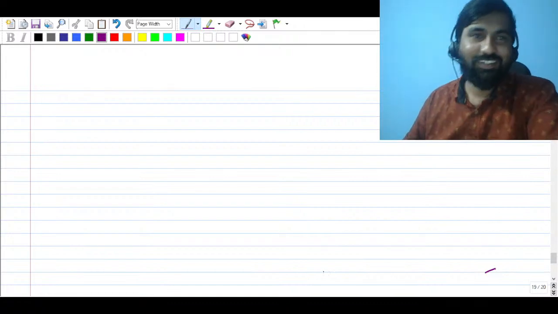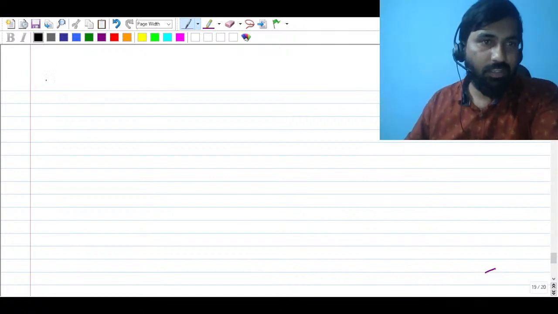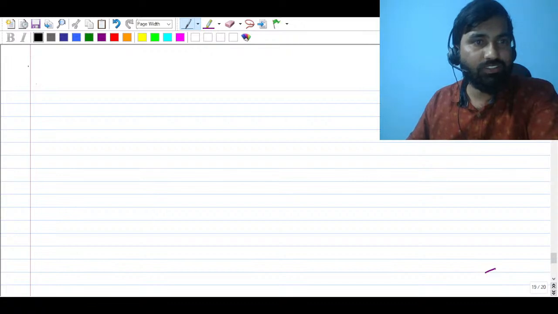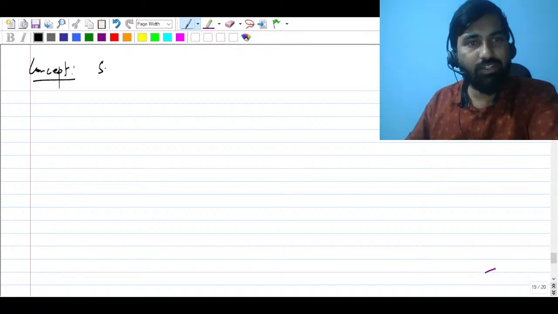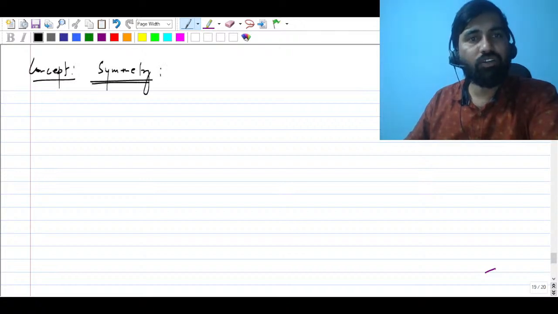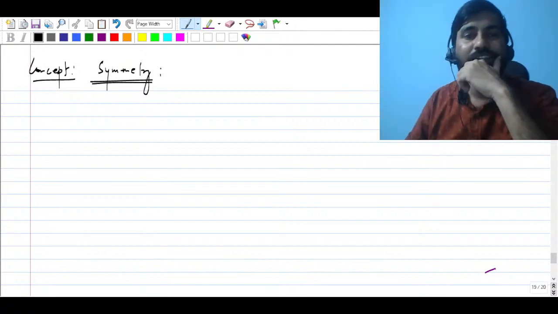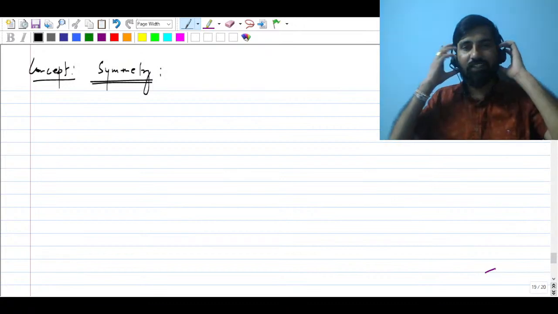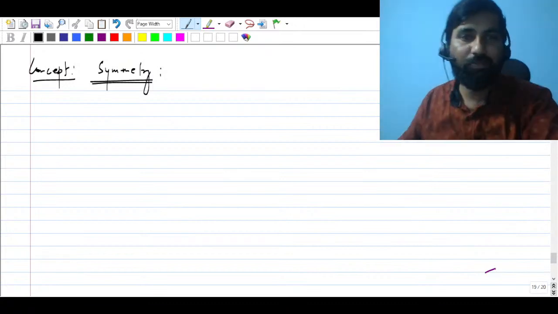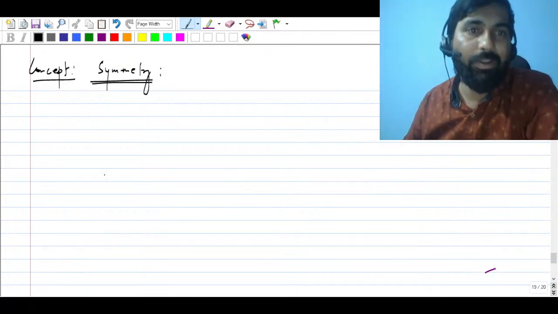So yes, you can see here the concept. I'm just gonna talk about the concept that is symmetry. The symmetry concept is very important, and we will see where we can employ it. After Teachers Day I am conducting this, so I hope your preparation is going well.